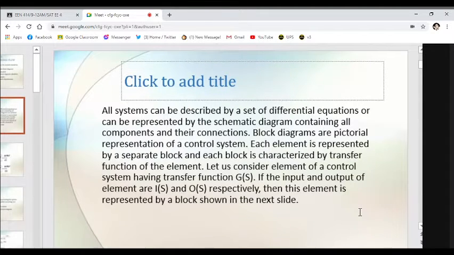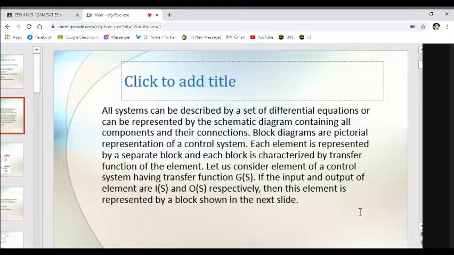All systems can be described by a set of differential equations or can be represented by the schematic diagram containing all components and their connections. Block diagrams are pictorial representation of the control systems. So we can represent our systems using the block diagram. If you still remember, yung first lesson natin, we deal with the block diagrams of each of the components of the entire system.